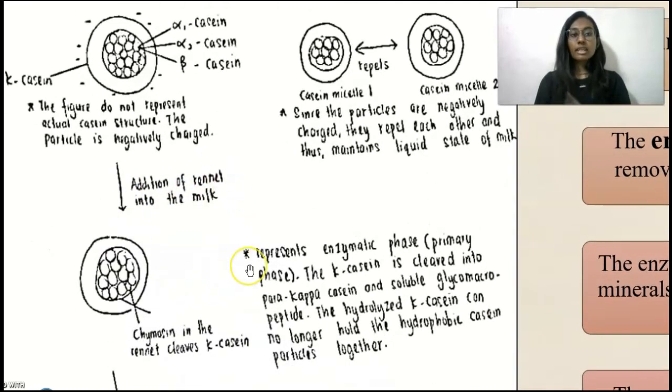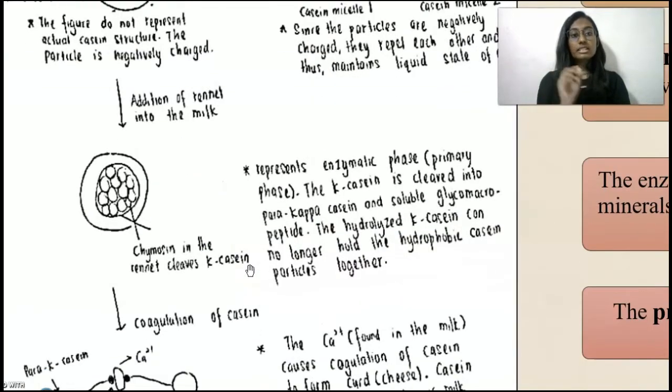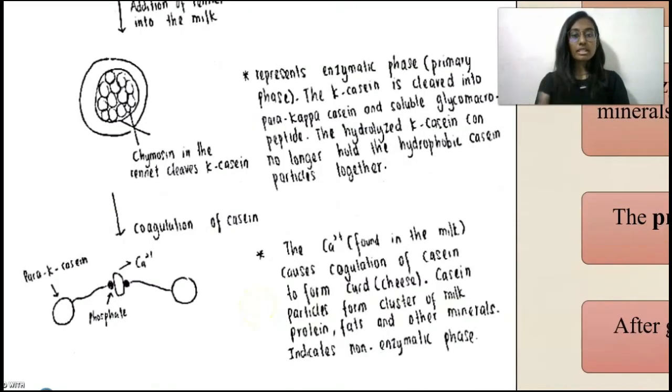When we add rennet into milk, rennet contains chymosin. Chymosin acts like a scissors, and what it does is it cleaves the kappa casein into para-kappa casein and soluble glycomacropeptide. The hydrolyzed kappa casein can no longer hold the internal part and releases it out. That was the enzymatic phase, and now we enter into the non-enzymatic phase.